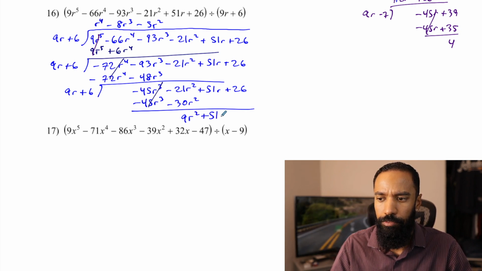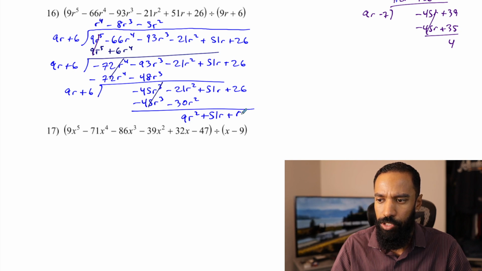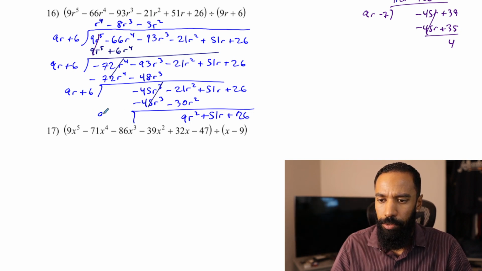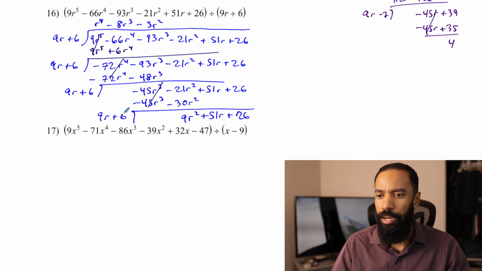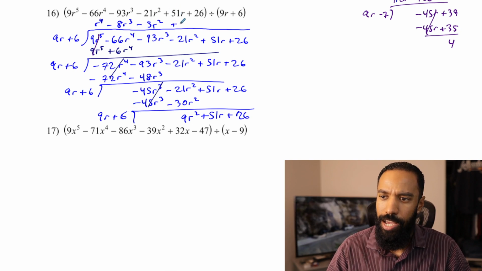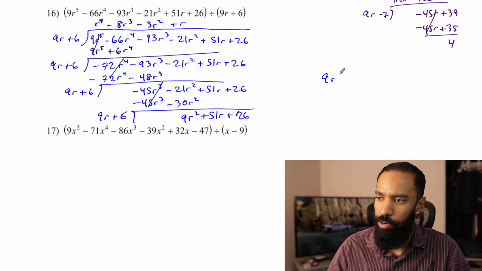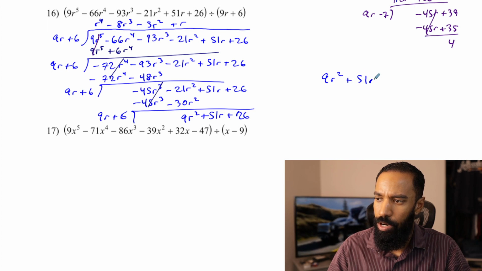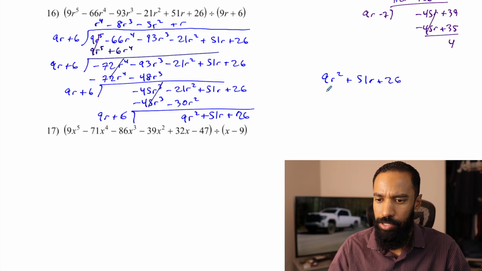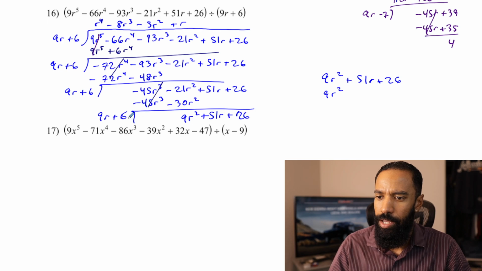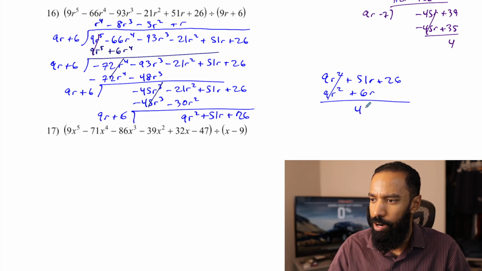Kind of running out of room, or very much running out of room. You'll see me shift this over, I suppose. 9r plus 6. 9r goes into 9r squared, r times. So here we go. Just write it over here. 9r squared plus 51r plus 26 minus 9r squared. 6 times r is 6r. And there you get 45r.